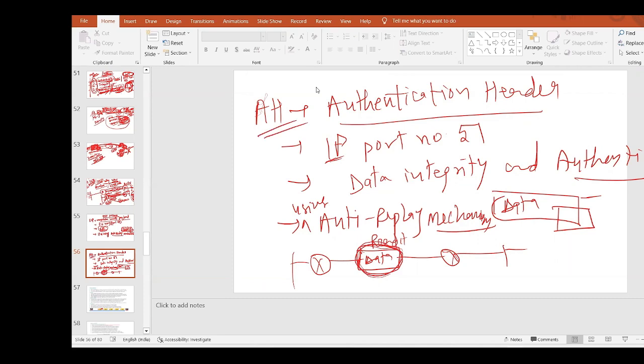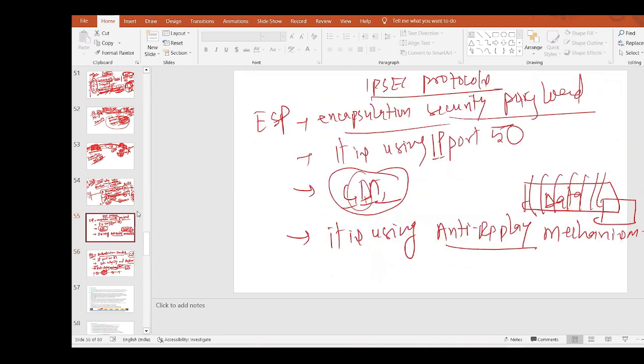Anyway, I want all the CIA methods: confidentiality, integrity, and availability. But if I don't mind if anyone can read my data, it's fine. I'm giving an example of a requirement that if someone reads my data, I don't care. So that's up to you, because ESP is providing all the CIA methods. It encrypts the data. So this is the main difference between ESP and AH.